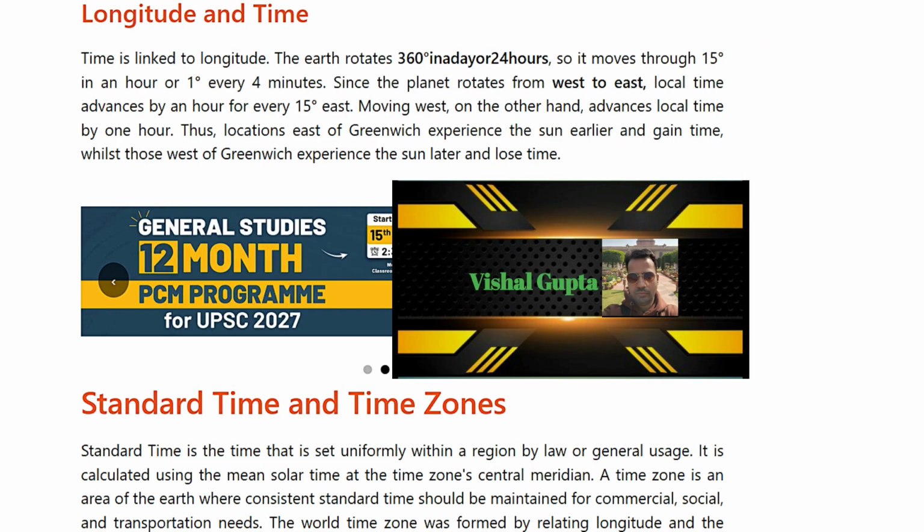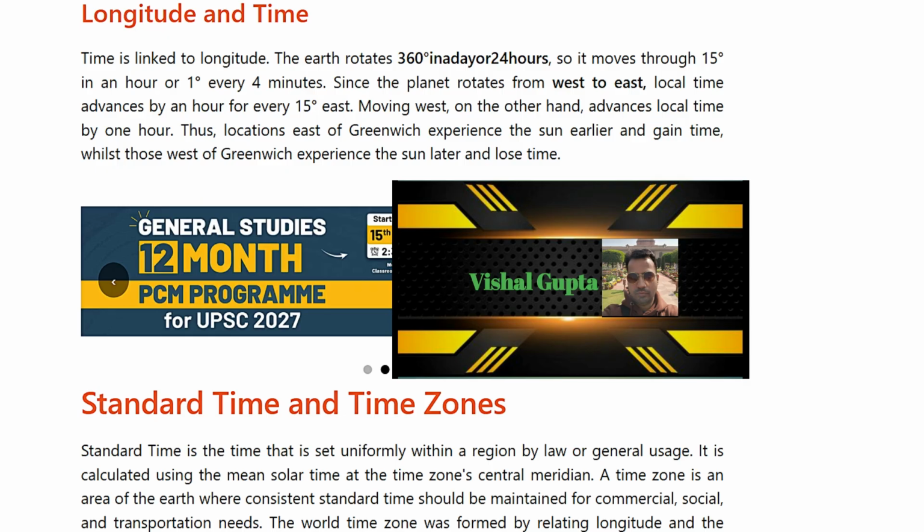Longitude and time. Time is linked to longitude. The Earth rotates 360 degrees in a day or 24 hours, so it moves through 15 degrees in an hour, 1 degree every 4 minutes. Since the planet rotates from west to east, local time advances by an hour for every 15 degrees east. Moving west, on the other hand, sets local time back by 1 hour.